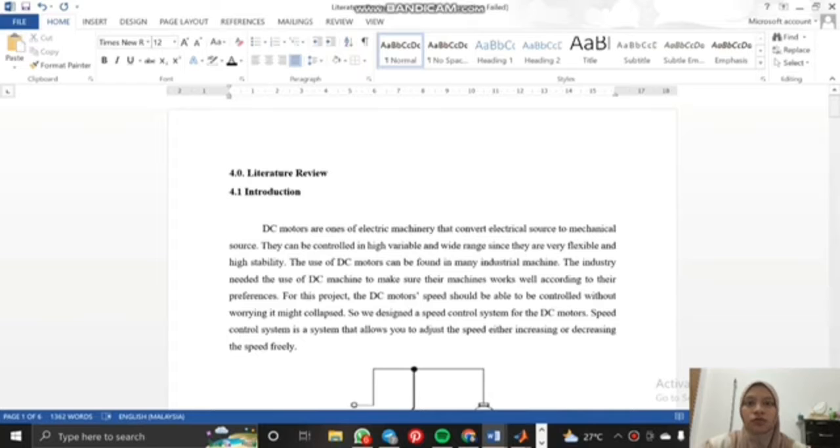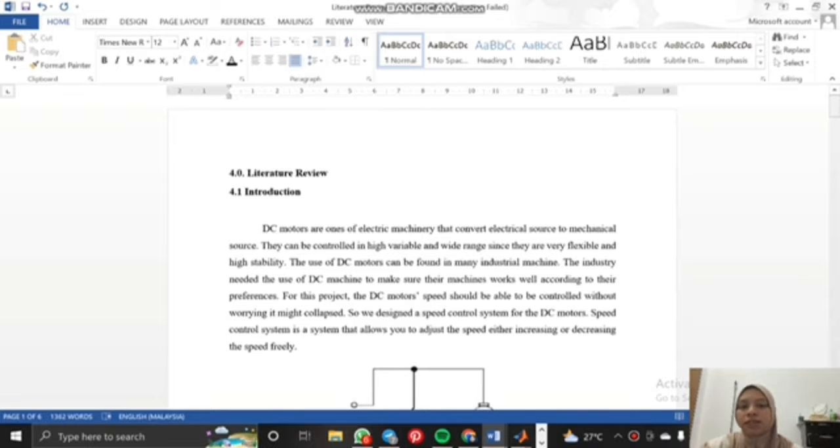I will be explaining why we are doing this project. Basically, a DC motor is one of the electrical machines that converts electrical energy to mechanical energy. They can be controlled over a wide range since they are very flexible and highly stable. But we need DC motors to have speed control, so we are going to design a speed control system for the DC motor.